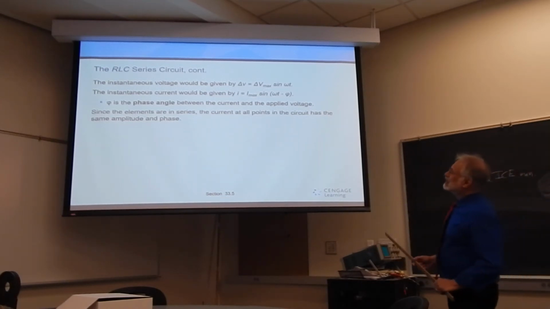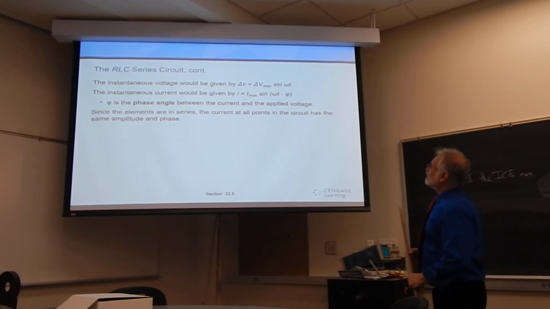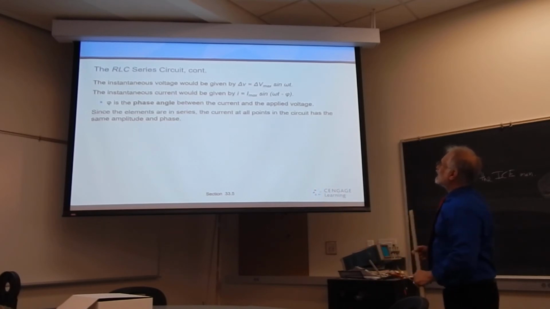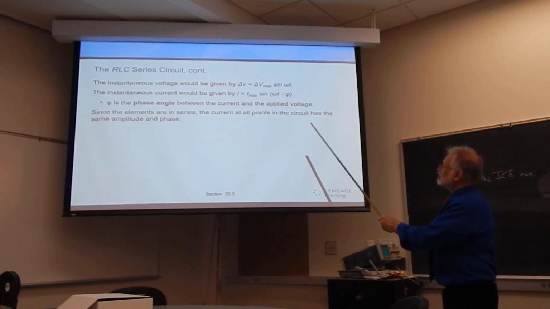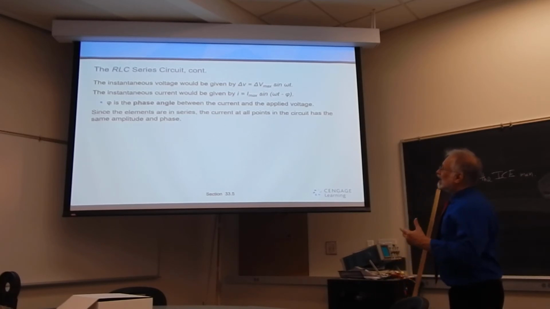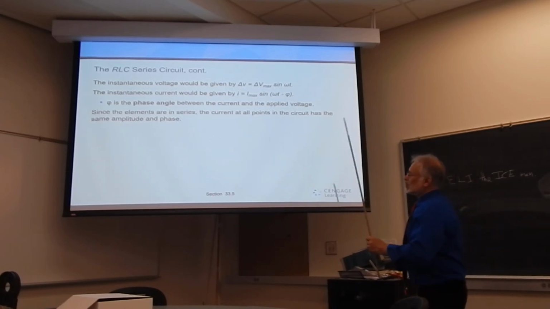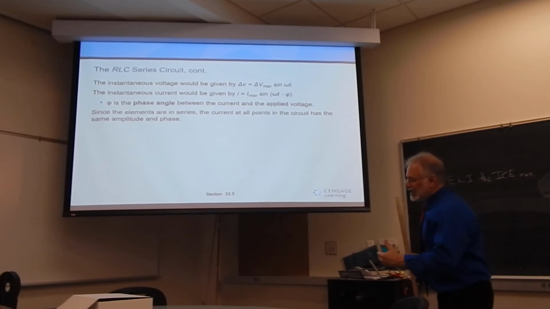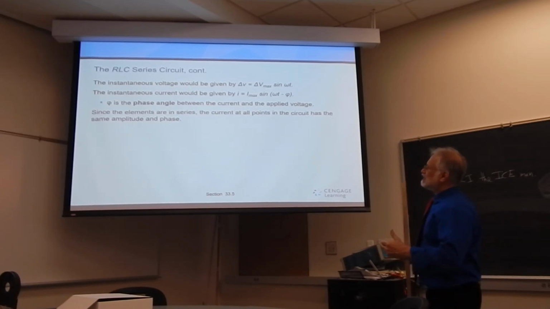So, we have an instantaneous voltage, of course, of delta V max sine omega t. We have a current given by sine omega t minus phi, where phi is the phase angle between the current and the applied voltage. In this case, we have an inductor, a capacitor, and a resistor. The current at all points in the circuit will have the same amplitude and phase, but we just have to figure out what that phase is.